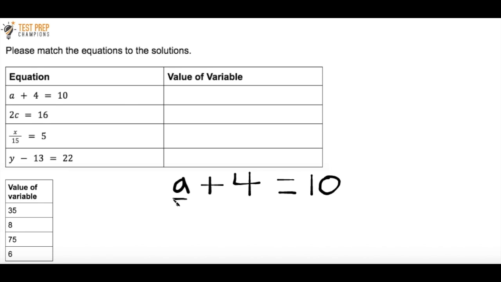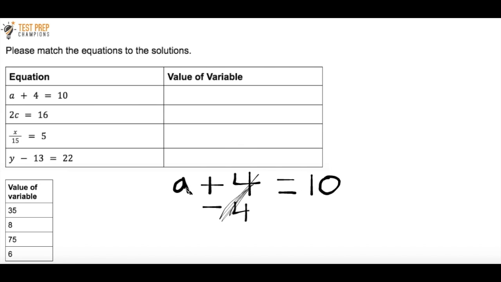And all I want to do is get this a by itself. So I have a plus 4 equals 10 here. Now, to get a by itself, what I can do is do the opposite of addition. Since it's a plus 4, if I do minus 4, the 4's are going to cancel out. And that's going to leave me with a by itself on the left-hand side of the equation.